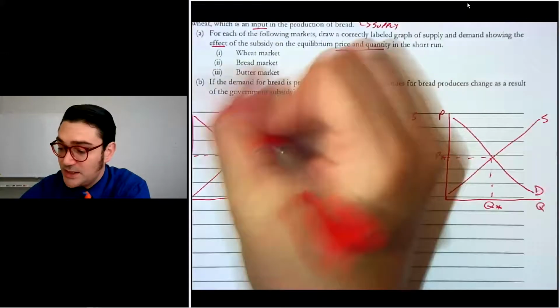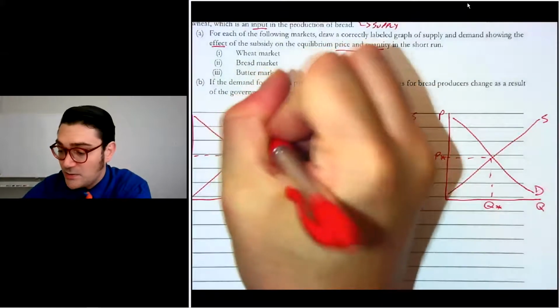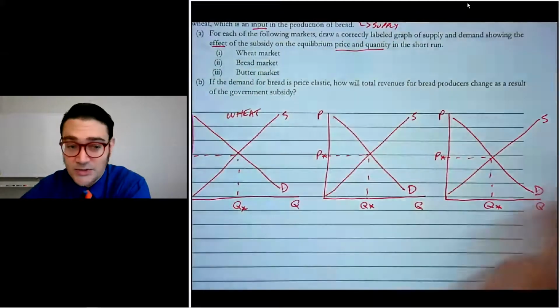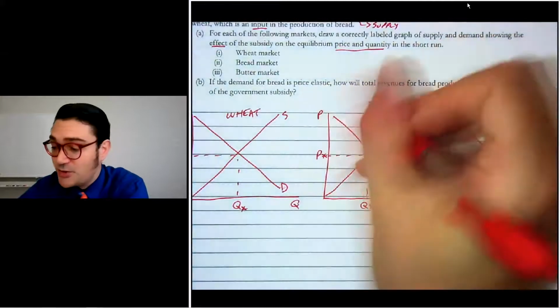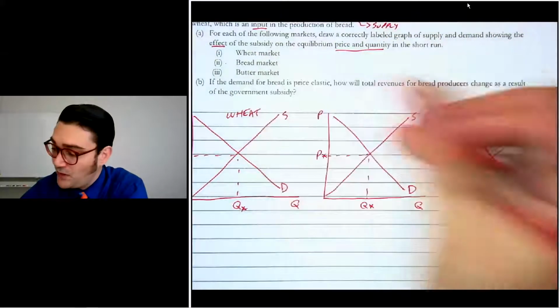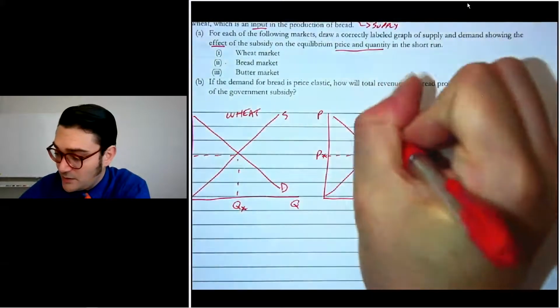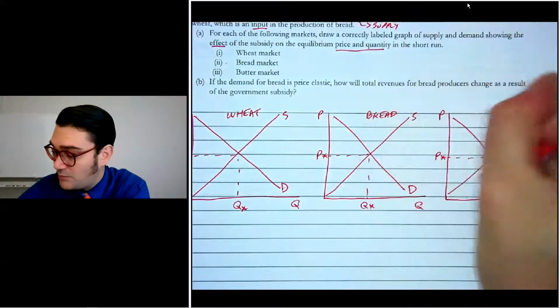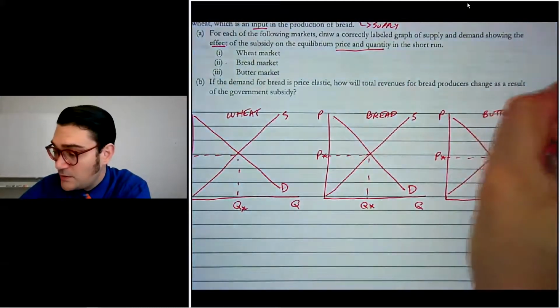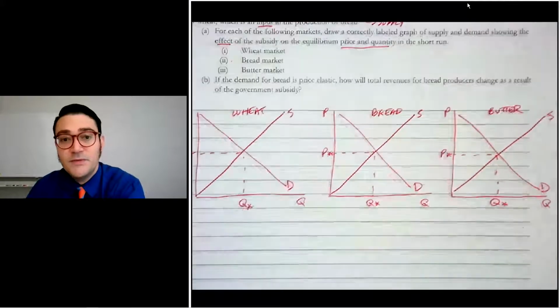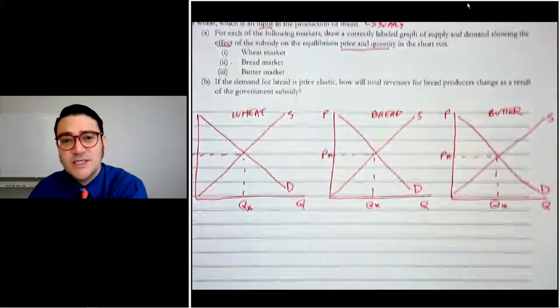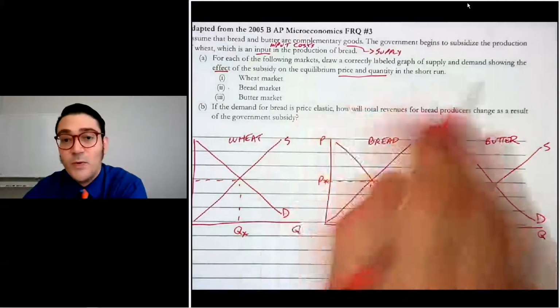All right, now we're going to say wheat. So we have to label them because otherwise the grader isn't going to know which one is which, right? You could also use 1, 2, and 3. Wheat, bread, and butter.